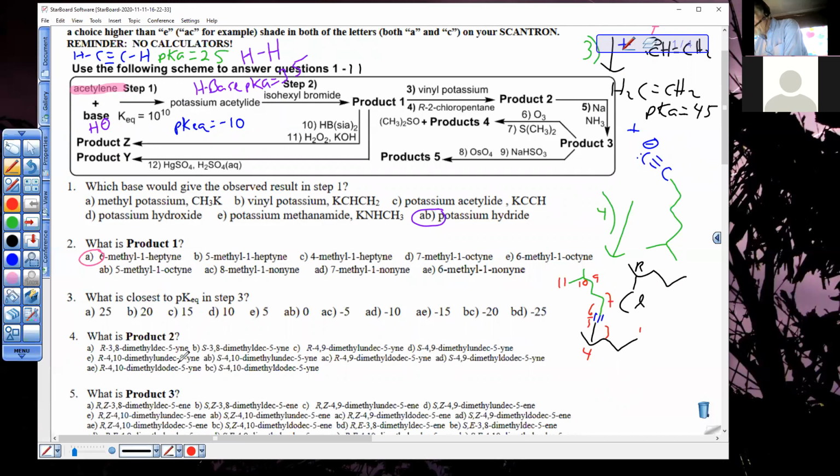Oh, there's an R and there's an S of the same. So we have to also know that the R is now S. Don't pick the R. You flipped it. And that makes the S the right answer.